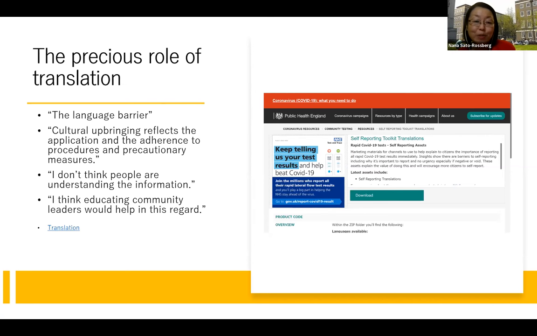And the final one, we've also had a lot of opinions like this: I think educating community leaders could help in this regard. So as Lutz already pointed out, a community leader could be a GP or a religious leader and so on. But the most important point here is that these community leaders can probably provide that information in the right manner so that community members can understand the COVID-19 information correctly. This is the point implied by this answer.